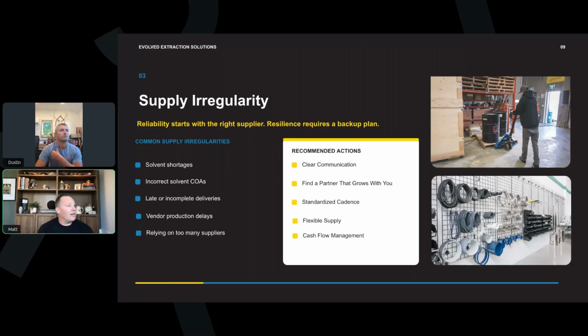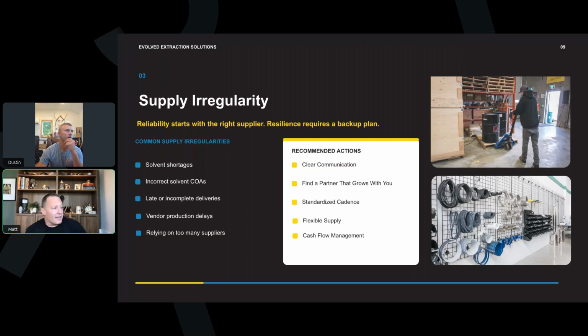And then lastly, supplier supply irregularity. This is one of the things that we've summed up into: reliability starts with the right supplier, but resilience requires a backup plan. That goes not only for you as processors leaning on vendors that supply you with these parts and consumables, but also for your vendor. They need to have a diversified supply chain so that they can also get these components and make sure that you are supplied.